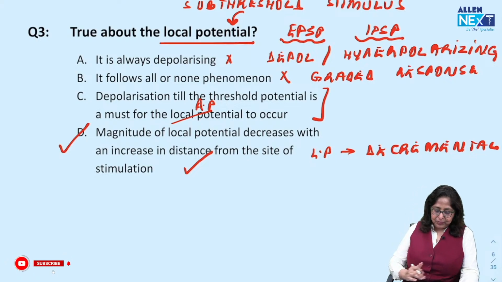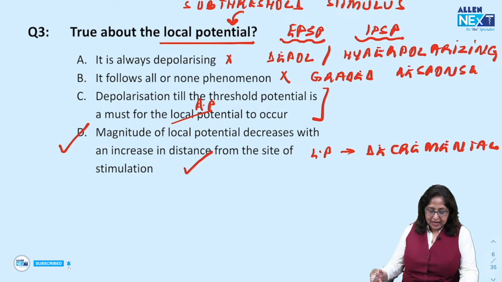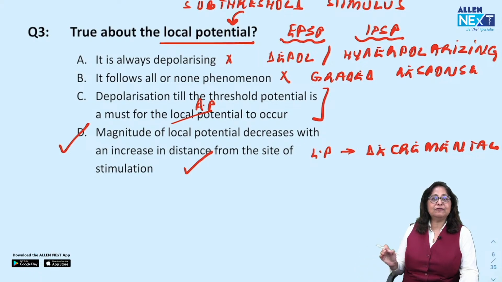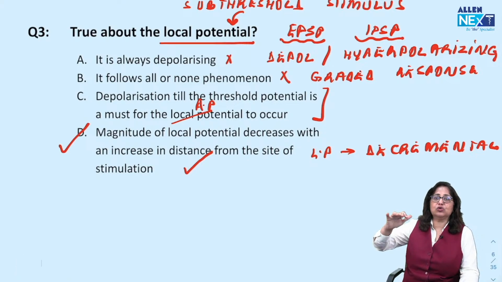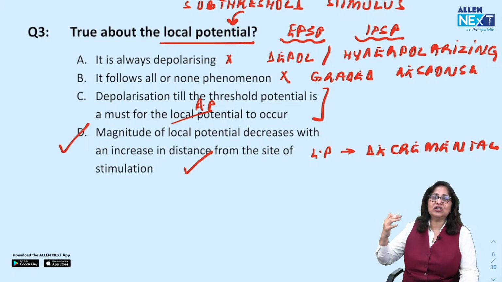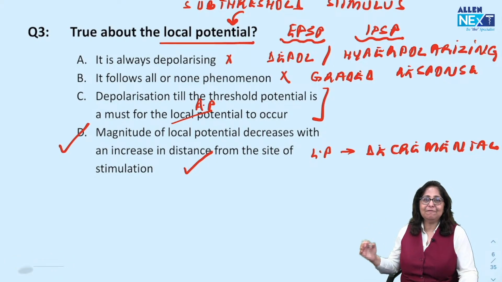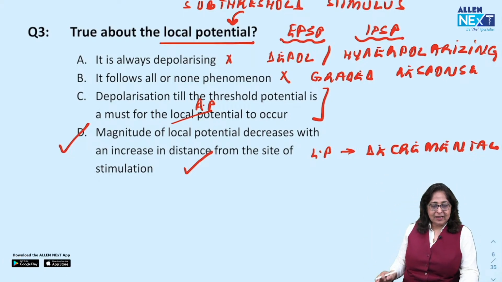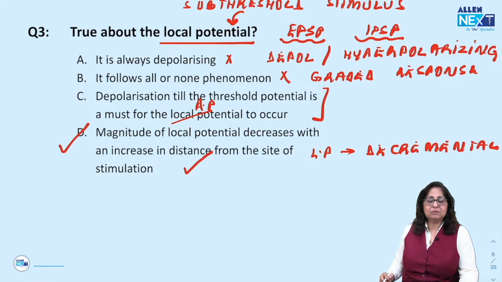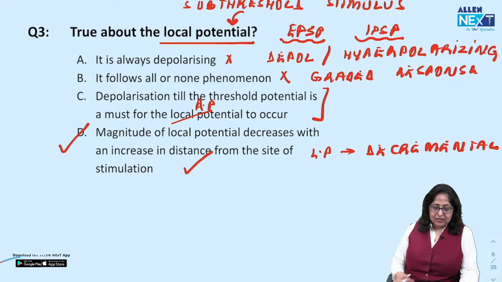I hope you've been able to understand where you've made a mistake. Right? Please remember, C is not the answer here because depolarization till the threshold potential is a must for action potential, not for a local potential. See, once the potential of the cell reaches threshold potential, then opening of sodium channels is by a positive feedback mechanism. Then you will definitely get an action potential. Have you understood? But local potentials, they are produced by subthreshold stimuli, they are decremental responses, graded responses, they can be depolarizing or hyperpolarizing. Let's go on to the next question.